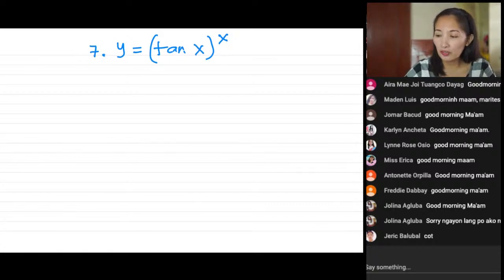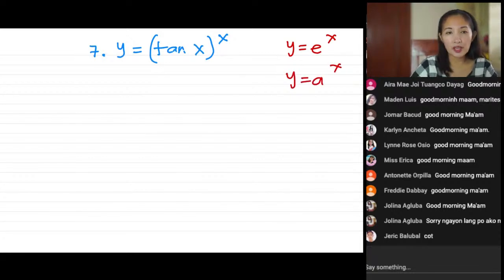Your exponential functions are, take note, y is equal to e raised to x, where e is a constant, or y equal to a raised to x, where a is a constant, a real number. But for number 7, tangent x is raised to x. So our goal is to bring down the exponent x. How shall we do that?